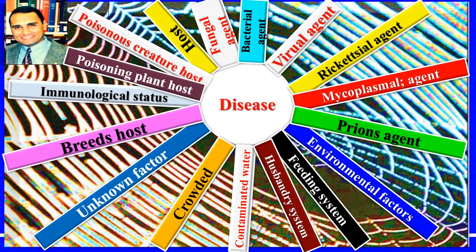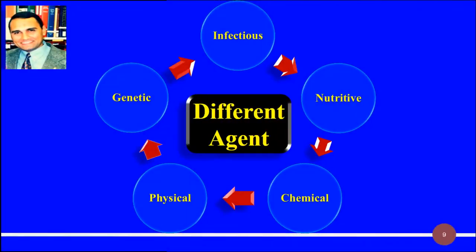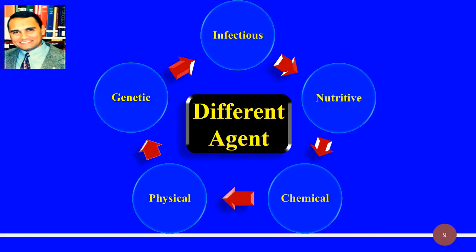Also, the causative agent factors such as fungal agents, bacterial agents, viral agents, rickettsial agents, mycoplasmal agents, and prion agents. So there are many factors, in addition to unknown factors that may be the causative agent of a disease. The term web of causation is often used to describe the complex web of interacting factors involving agents. The different agents here are infectious, nutritive, chemical, physical, and or genetic.